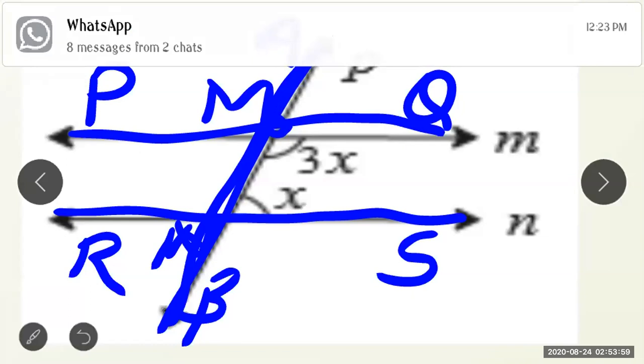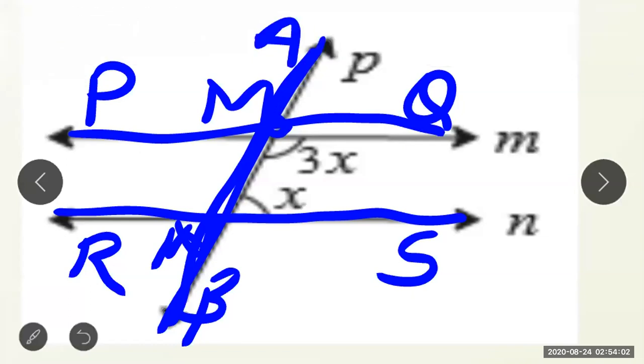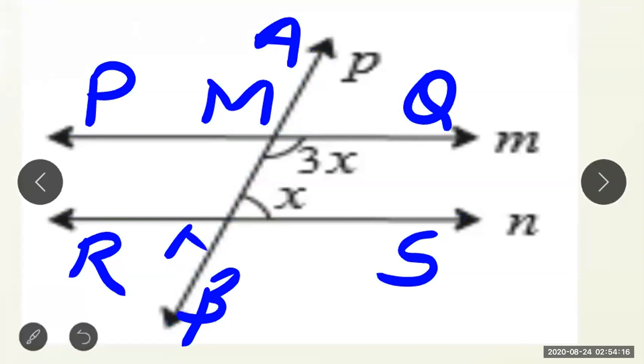Now what are we getting? We are getting two angles. We are getting one angle as QMN. Now QMN is how much? QMN is 3x. It is already given.